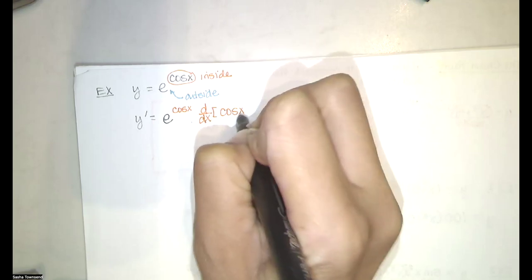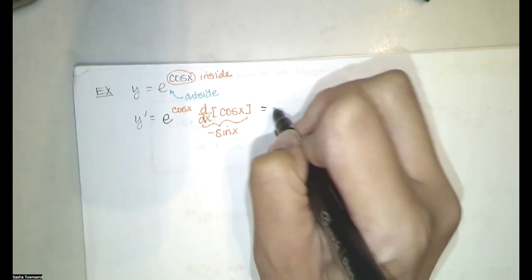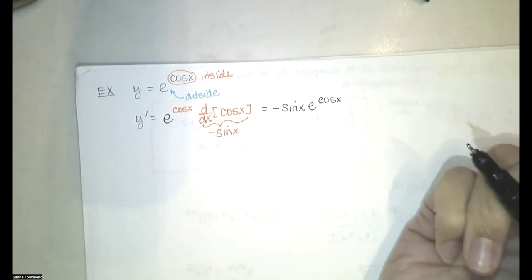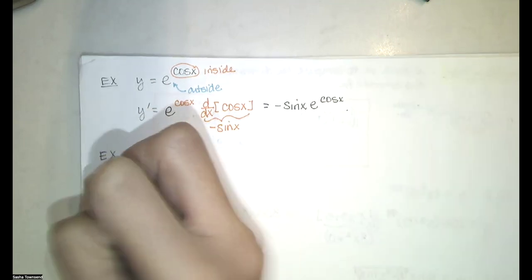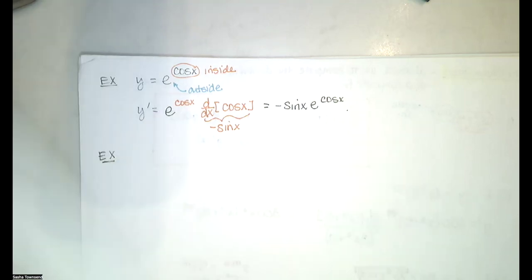Plug that inside function back in and multiply by the derivative of the inside. And the derivative of cosine is negative sine. Don't forget your angle. So we end up with negative sine of x times e to the cosine of x, and that is our y prime. We've had exponentials, radical expressions, and power functions. We had product rules that involved the chain rule.